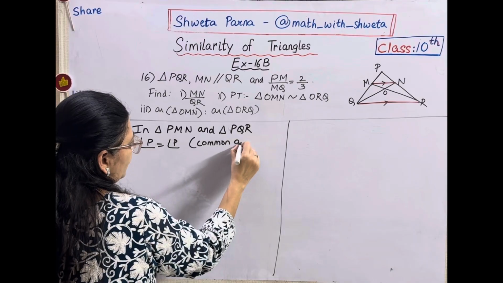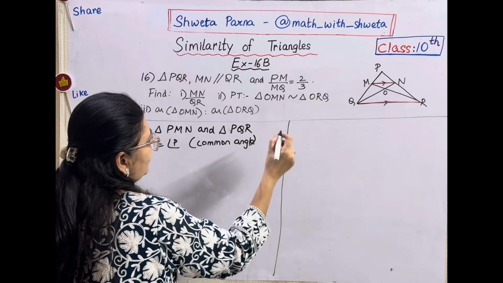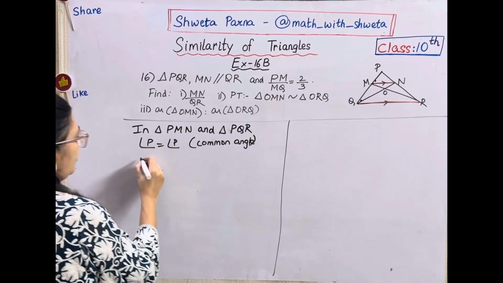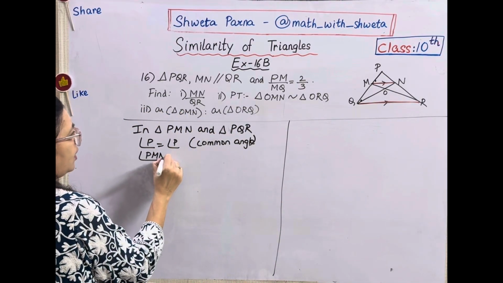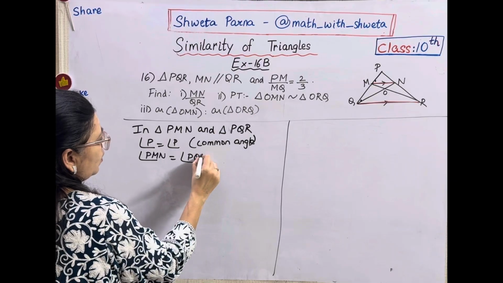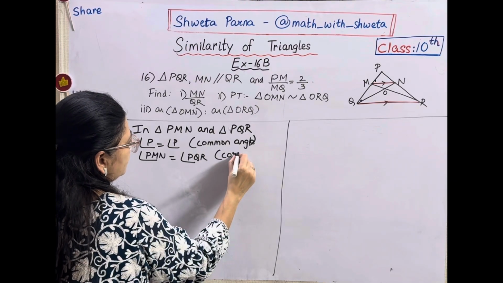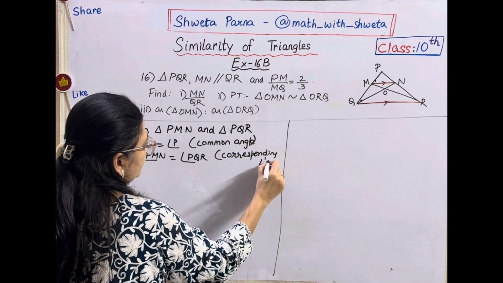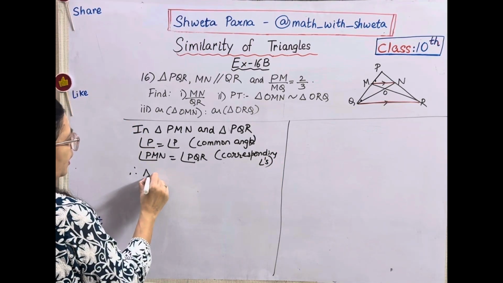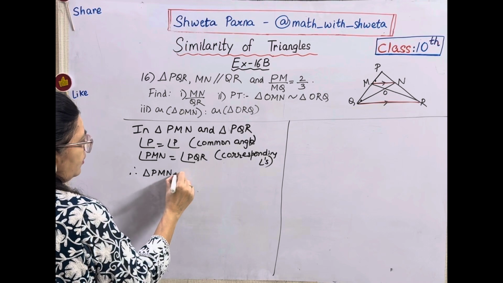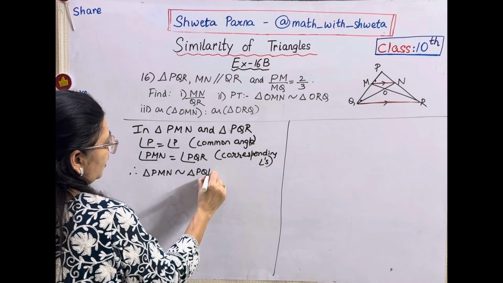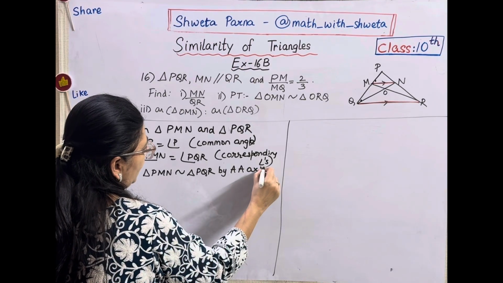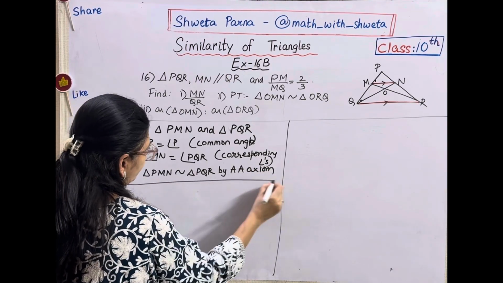Common angle. What else? Since these two sides are parallel, this angle will be equal to this angle, right? Angle PMN is equal to angle PQR, corresponding angles. Therefore, triangle PMN is similar to triangle PQR by the AA axiom test of similarity. This is done.